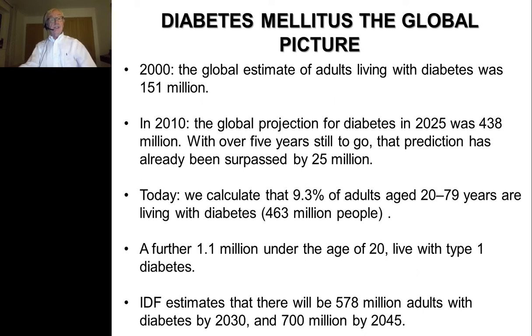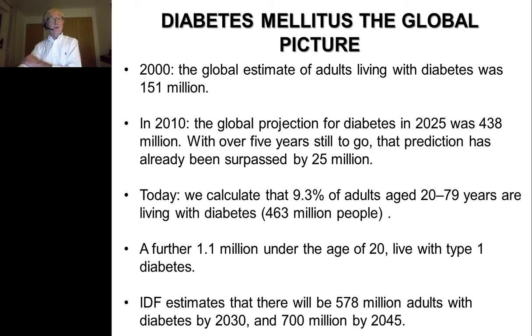If we look at the picture of diabetes around the world, in 2000, the global estimate of adults living with diabetes was 151 million people, a big number in its own right. And it was predicted in 2010 that the global projection for diabetes by 2025 would be 438 million. Now in 2020, with 5 years still to go, that prediction has been surpassed by 25 million individuals. Today, we calculate 463 million people are living with diabetes.